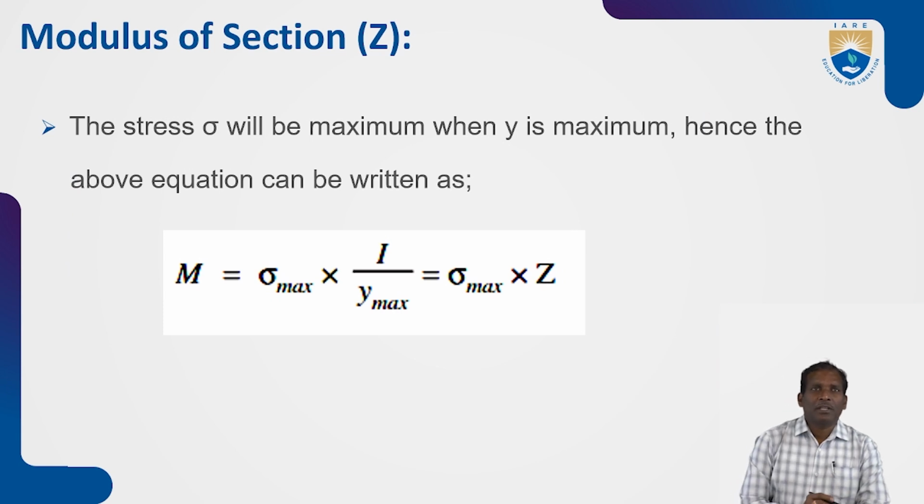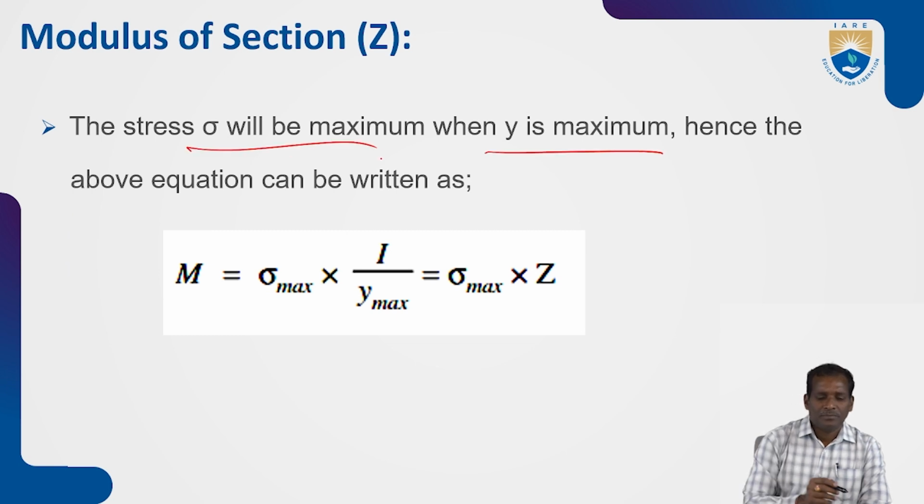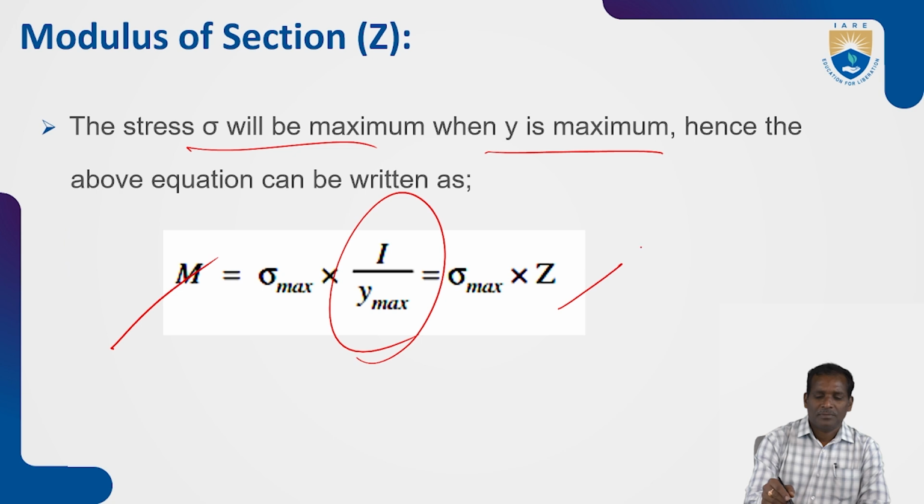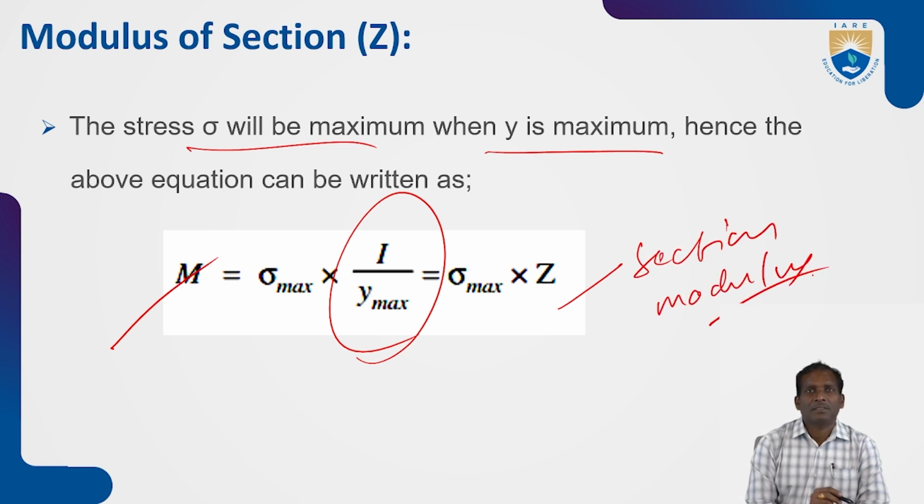Now, the stress sigma will be maximum when y is maximum. Hence, the above equation can be written as M is equal to sigma max into I by y. You can write I by y as Z. Z here is the section modulus, which I will explain later. The stress will be maximum when y is maximum.